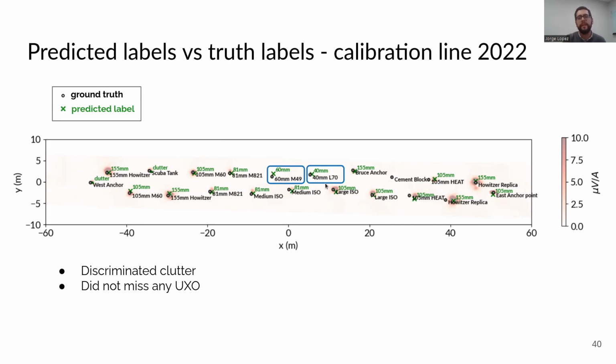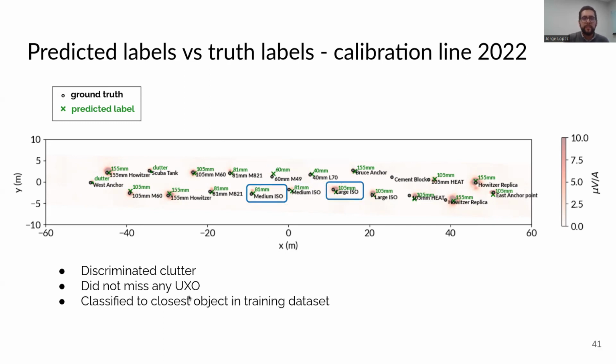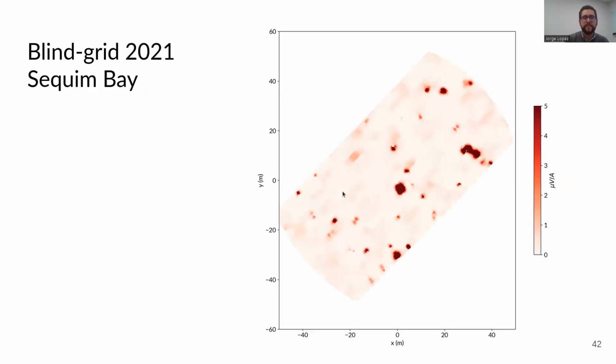Even the smallest ones, the 60 millimeter and the 40 millimeter objects, were correctly labeled. And as we expected, these ISO objects were labeled as the closest object available during training. The medium ISO was labeled as 81 millimeter, and a large ISO, which was a bit larger, was labeled as 105 millimeter.